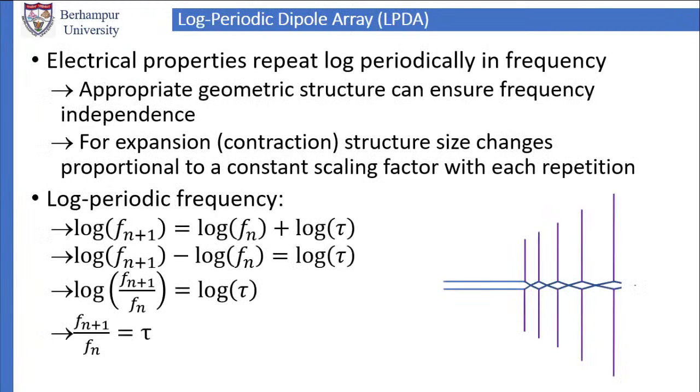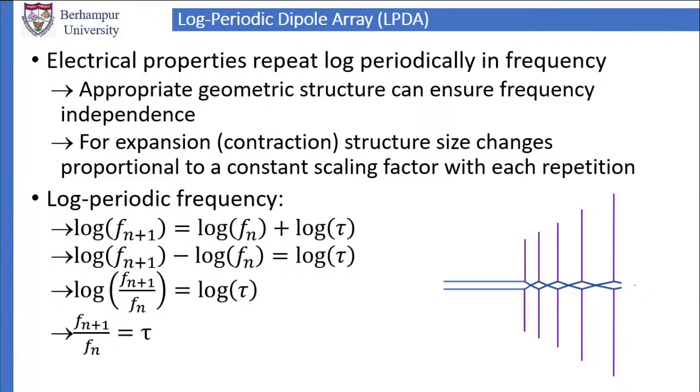Now let us come on to the log periodic dipole array. In short, it is called LPDA. Log periodic is LP, dipole array is DA. So LPDA, log periodic dipole array. This is of interest to us. If your course contains this, we will consider this antenna.